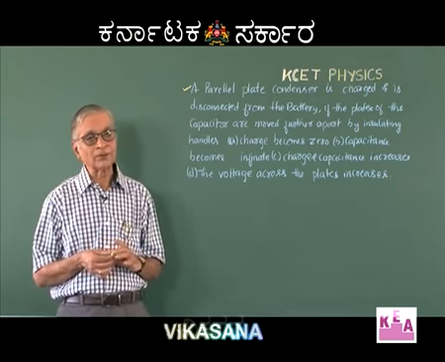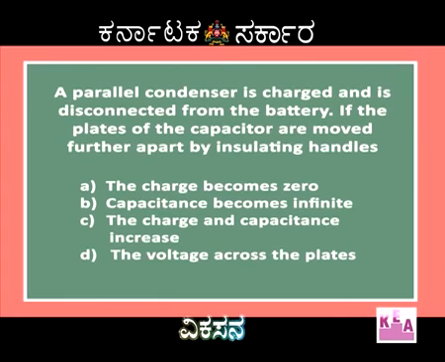Let me now take up the first question. A parallel plate condenser is charged and is disconnected from the battery. If the plates of the capacitor are moved farther apart by insulating handles: A, charge becomes 0; B, capacitance becomes infinite; C, charge and capacitance increase; D, the voltage across the plates increases.